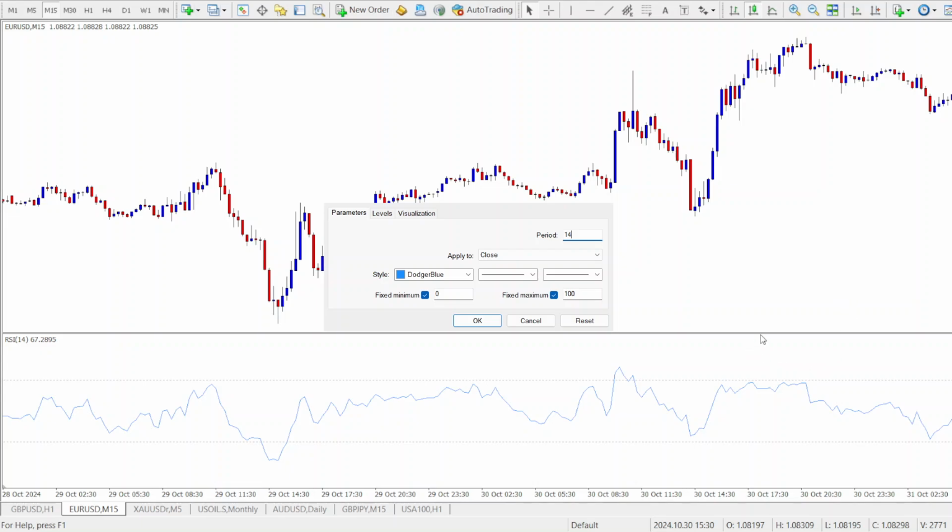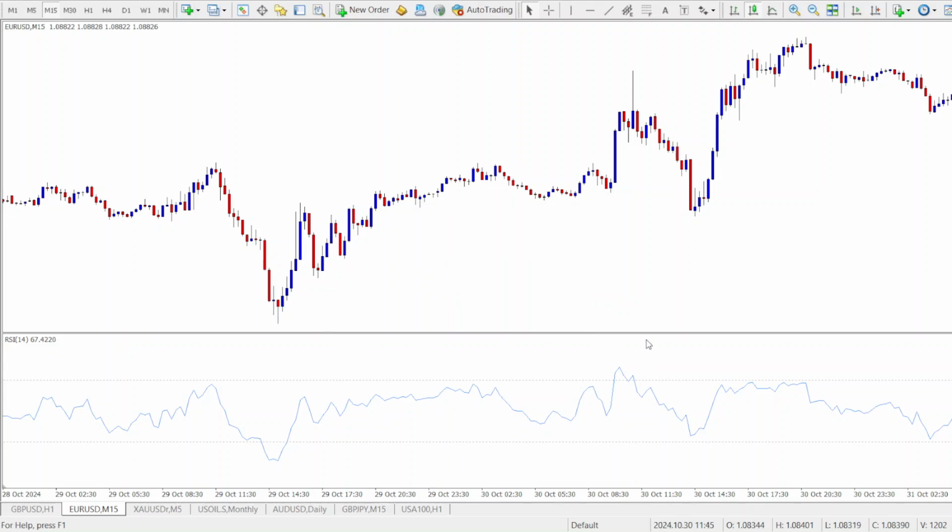The first is the standard setting, which is the 14 period. Now this is great for most traders as it balances responsiveness and reliability. It captures significant price movements while filtering out noise.